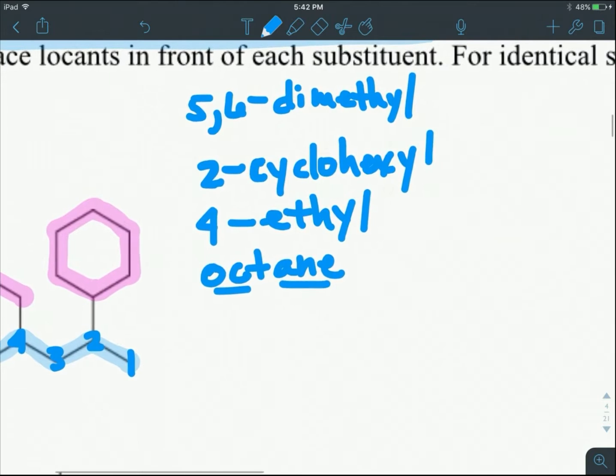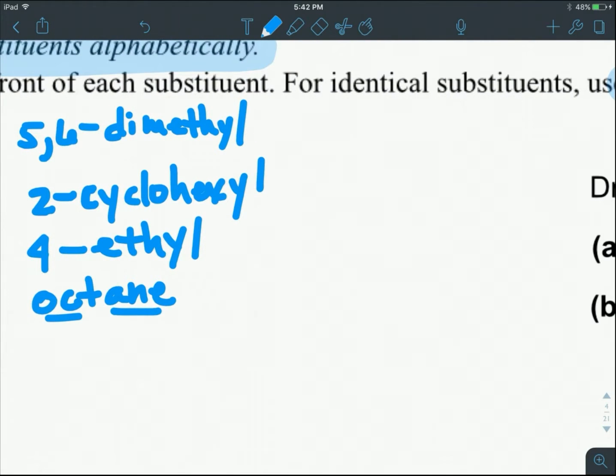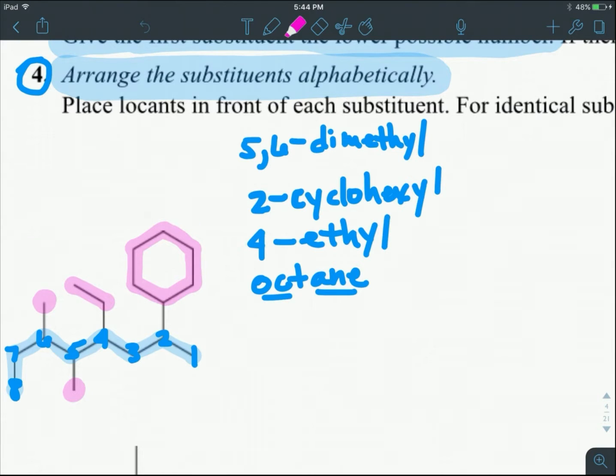Now I need to put these in alphabetical order to actually put my name together. To put them in alphabetical order, you make sure that you do not use the prefixes such as di, tri, tetra. You do not use sec, you do not use tert, you will use iso, and you will use the C of cyclo. So with the dimethyl, we're using the M. With cyclohexyl, we're using the C. If you have 2 different cyclo groups, then you will defer to the H at that point, but we don't have that situation here. You use the E of ethyl.